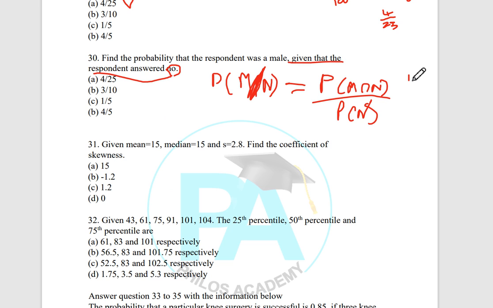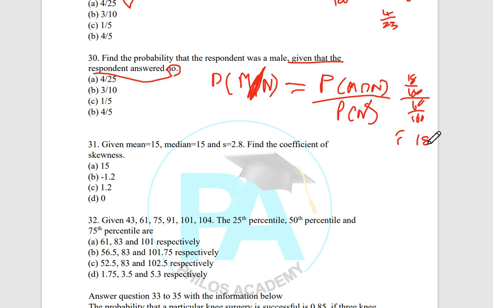So 18 over 100 divided by 60 over 100. So 18 over 100 divided by 60 over 100 should give you what? It should give you 18 over 60.